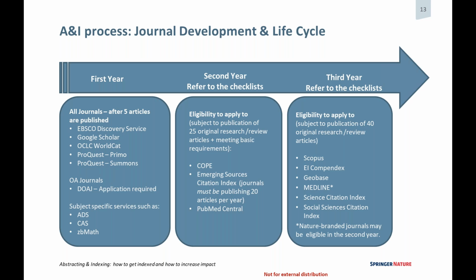And based on that newsletter, they make their selection in advance for some content that is going to be published in the coming year. In the second year, some of the journals will be ready for some of the databases. Now, COPE registration has become very critical, but COPE requires at least 1 year of the publication history.